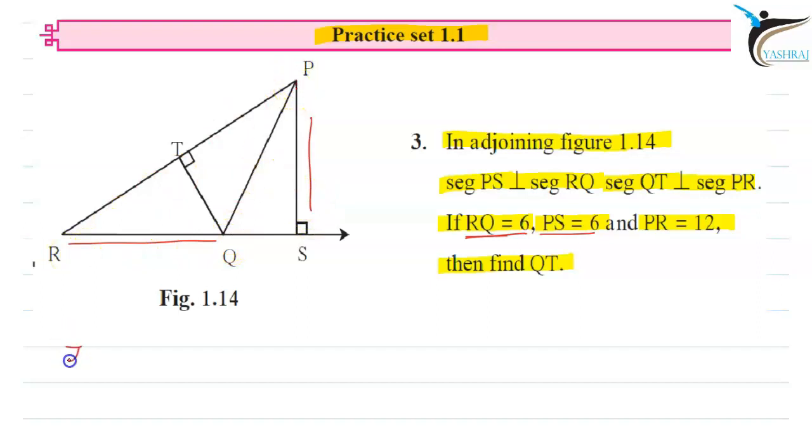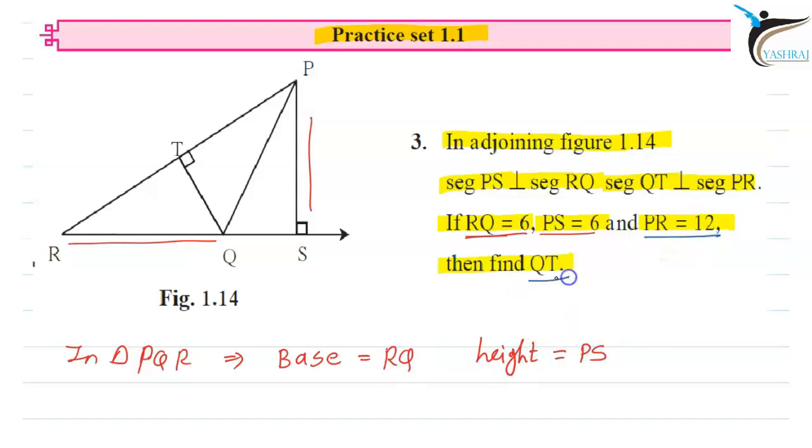So once I am writing here in triangle PQR, if we consider PS to be the perpendicular drawn on extended RQ, so RQ becomes the base of the triangle. While what about the height? Height is nothing but the perpendicular itself, that is, we have PS. Now look at the PR and QT.